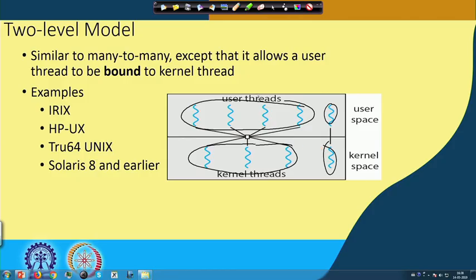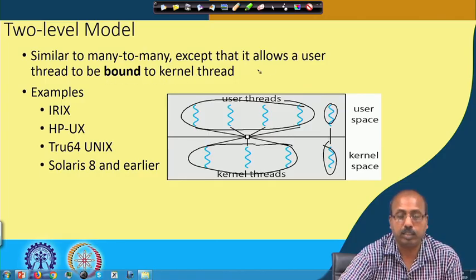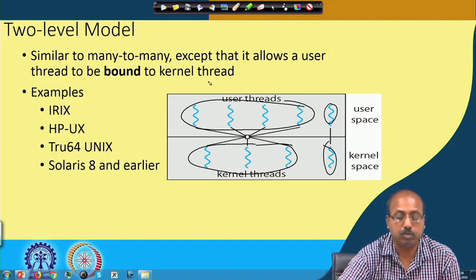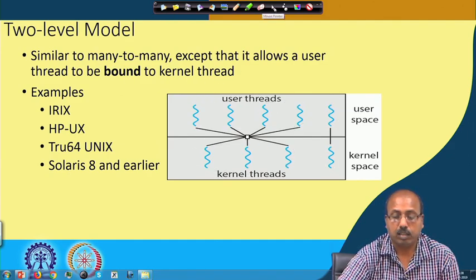The many to many model is the most generic one, but the two level model allows a user thread to be bound to a kernel thread, so their binding is fixed.